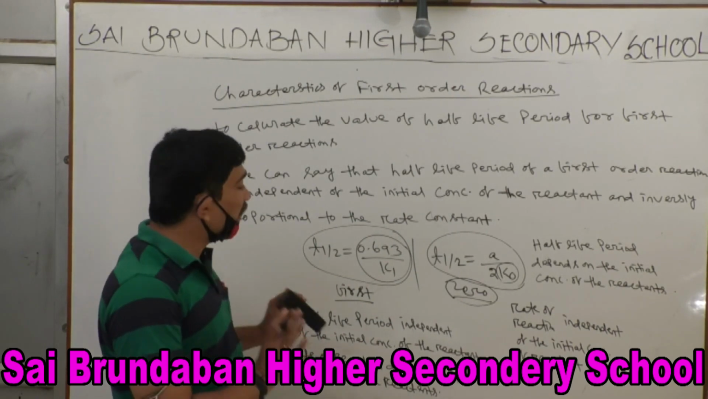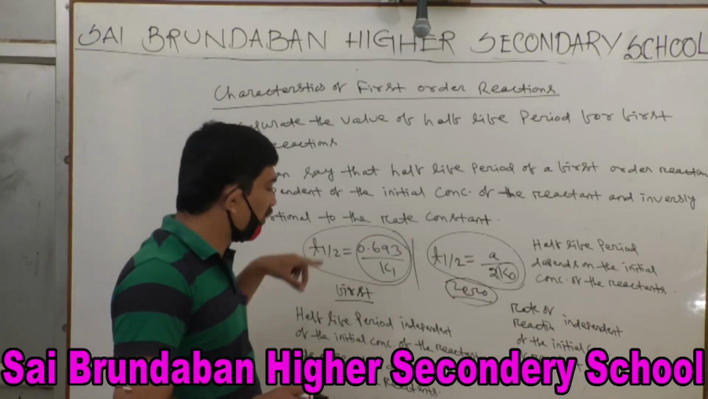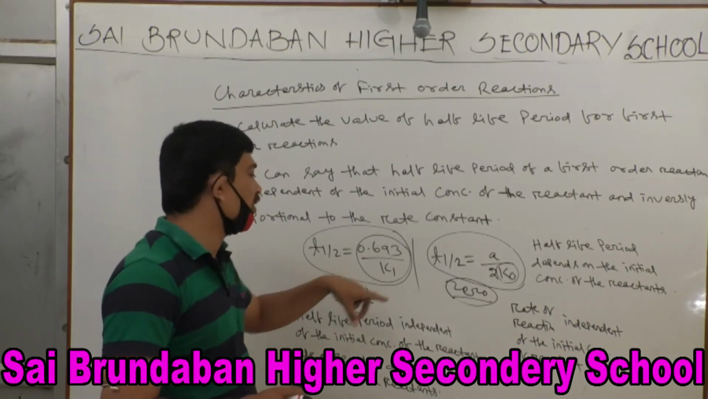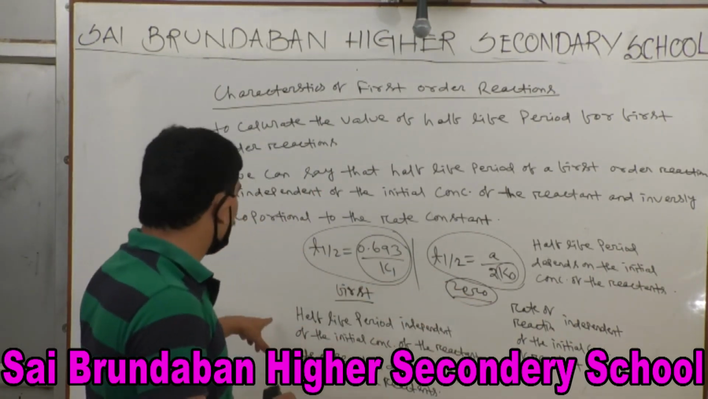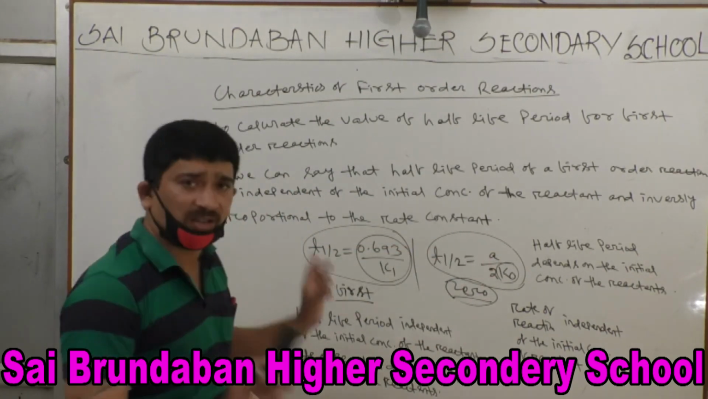So we can give the difference between the equations and the rate of reaction: rate of reaction for zero order and for first order, half-life for zero order and for first order. Clear?